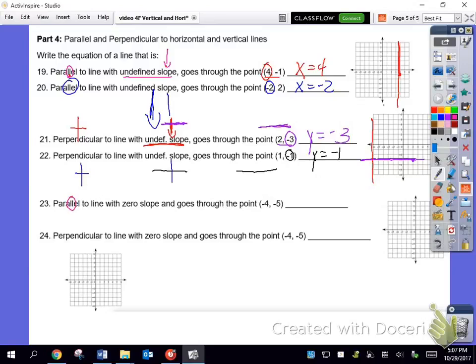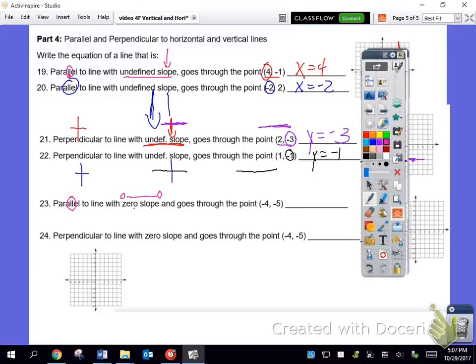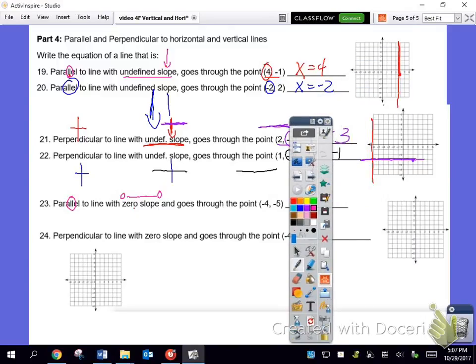On 23, I want one that's parallel. So that means I don't want it to intersect. Parallel to 0 slope. Now 0 slope, remember, that's your mouth with zeros. So 0 slope, you have a horizontal line. And I want to go through negative 4, negative 5. Now, I'm going to graph that. Negative 4, negative 5, 1, 2, 3, 4, 5.